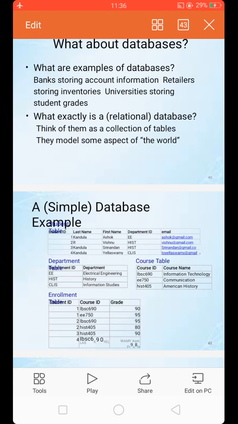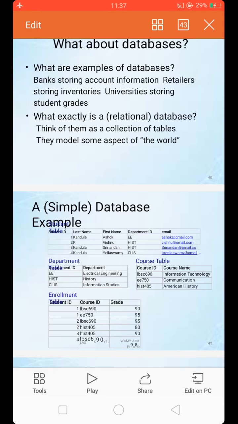Storing and retrieving the data is called a database management system. Here IRS is also used for this purpose only. We have some examples where we use a database: in banking, retailers, shops, and in universities for student grades.